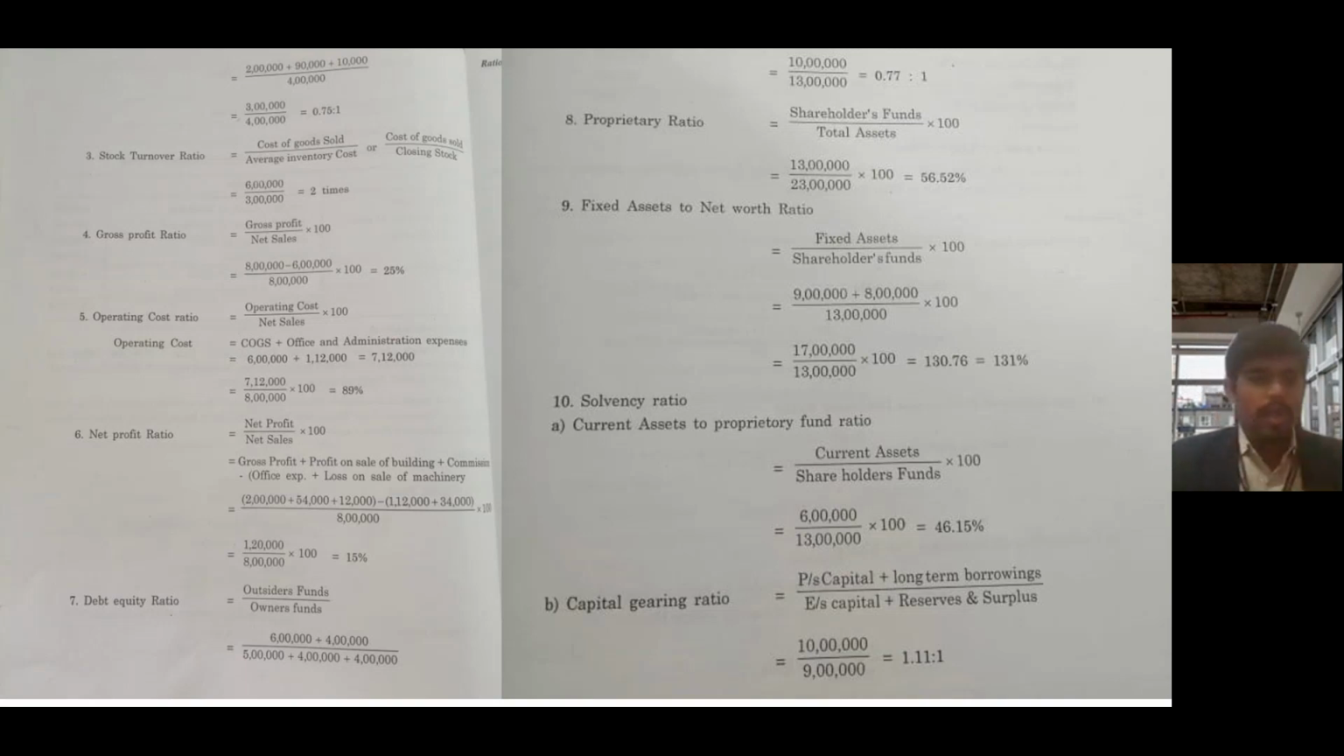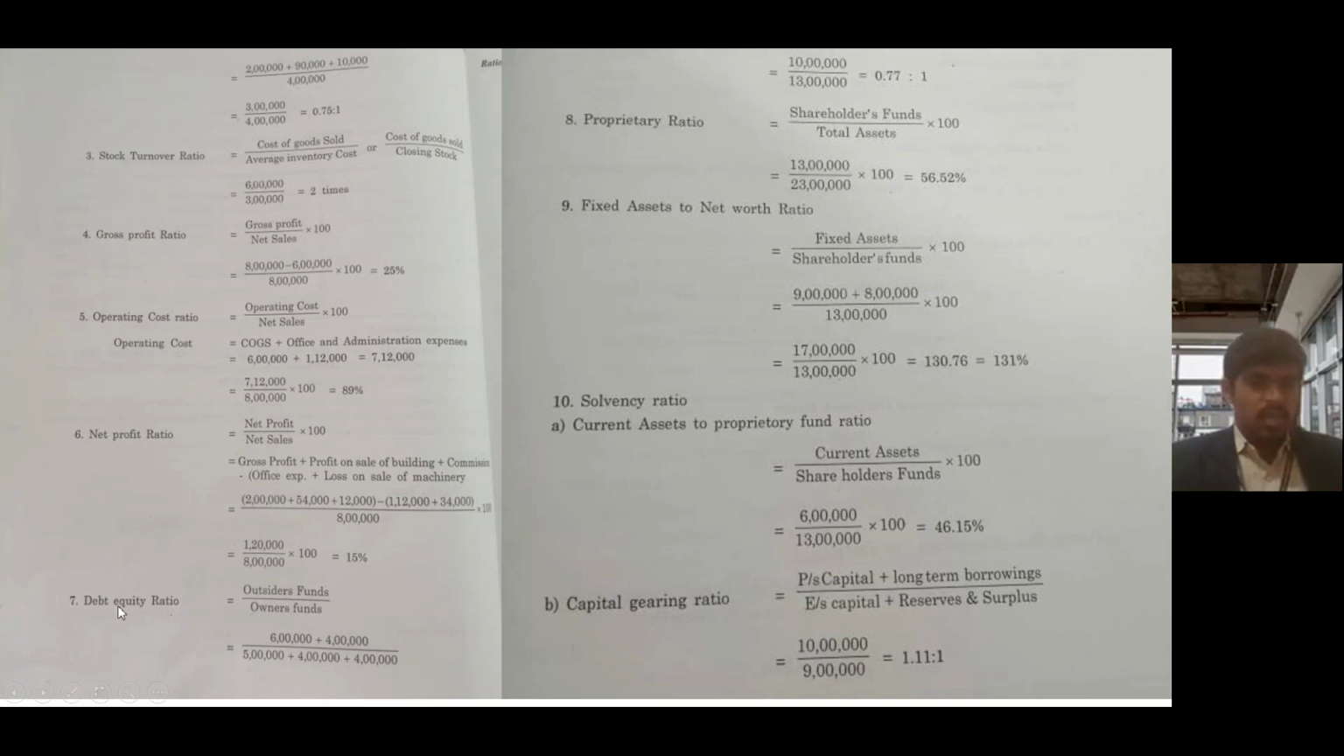We got 1,20,000 as the net profit, and we divide it by 8 lakh rupees, that is net sales, and multiply with 100. So we got 15% as the net profit. The net profit ratio is 15%. This is what the net profit ratio tells us: we are earning 15% net profit in our business, in the year ending 31st March 2021.